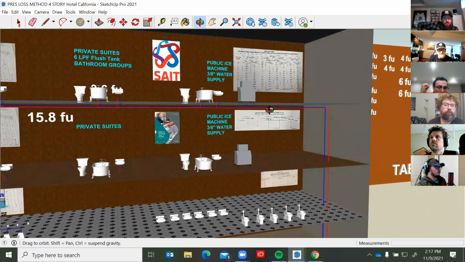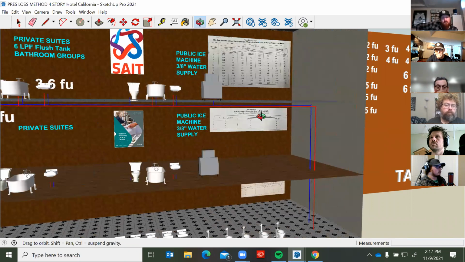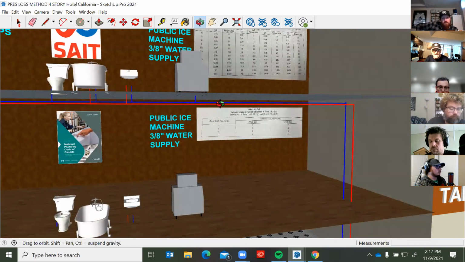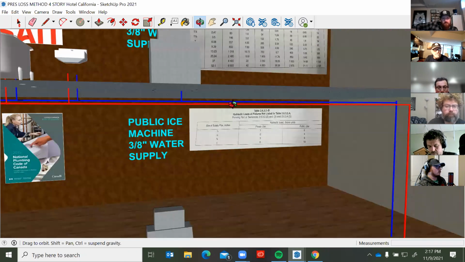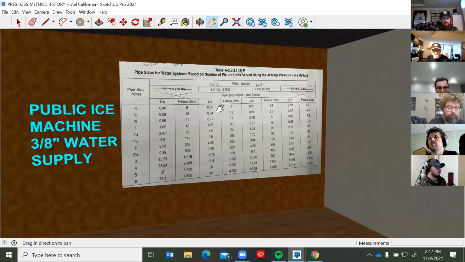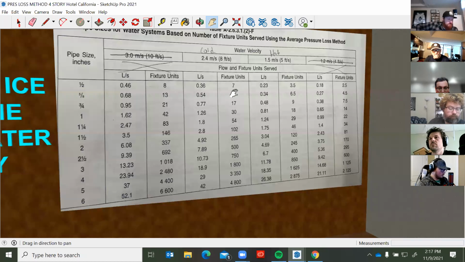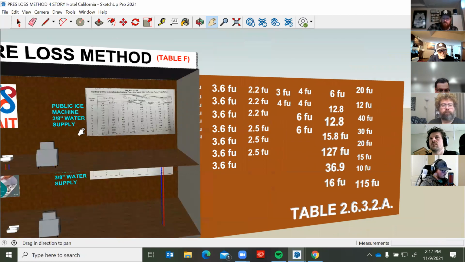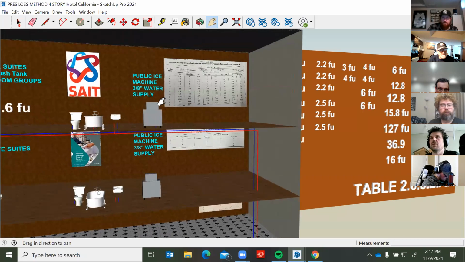So that means 12.8 fixture units. If I put an X on this cold line right here, feeding them all, what size would it be? Well, 3/4. You go to your 2.4, 12 fixture units, you go to the 17, and it's 3/4 inch. Pretty easy, isn't it?